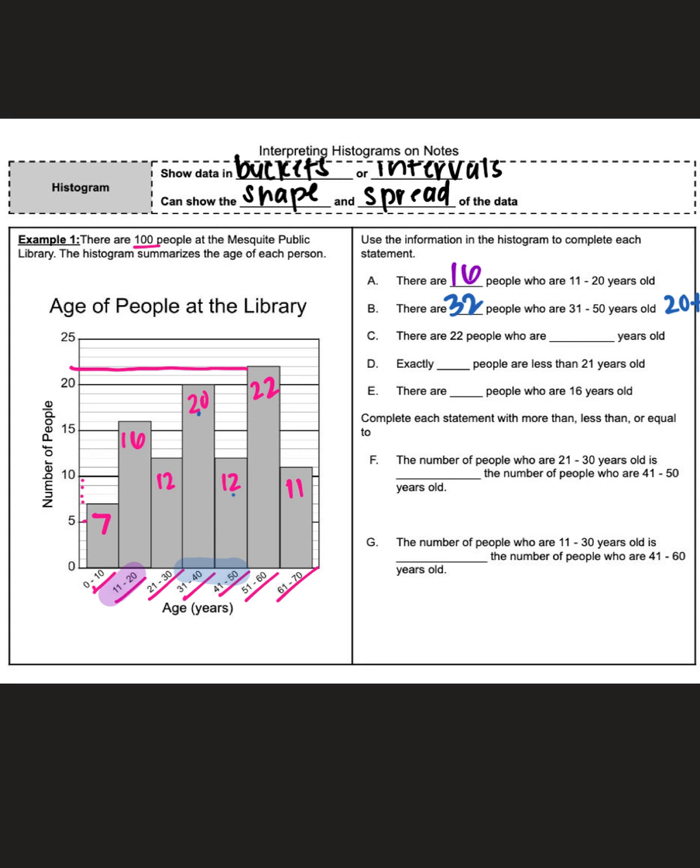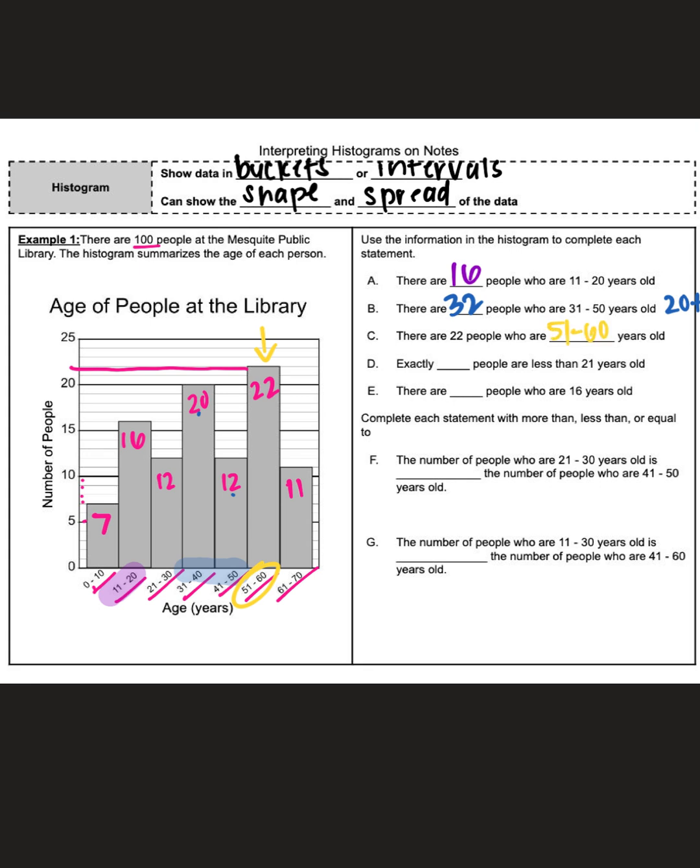Okay, let's go on to the next one where it says there are 22 people who are blank years old. This one's backwards. Which one shows that there's 22 people in the frequency or 22 people in the bucket? Well, if I look for the number 22 in my frequency, I'll see that it's this column, and the bucket is 51 to 60. So this shows that there are 22 people who are from 51 to 60 years old.